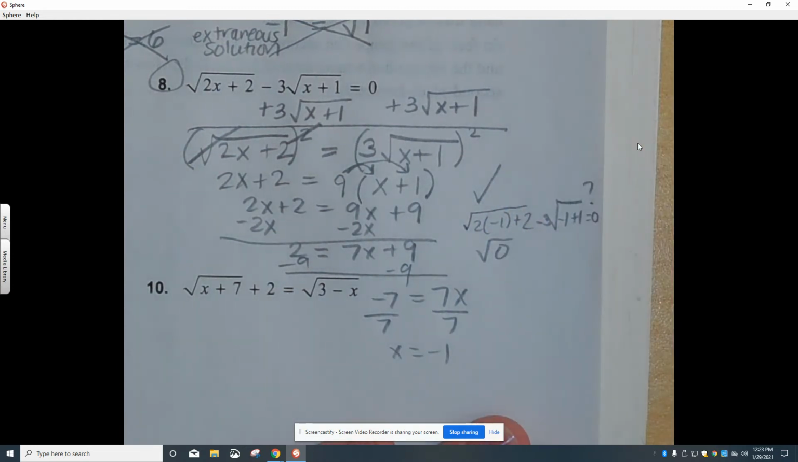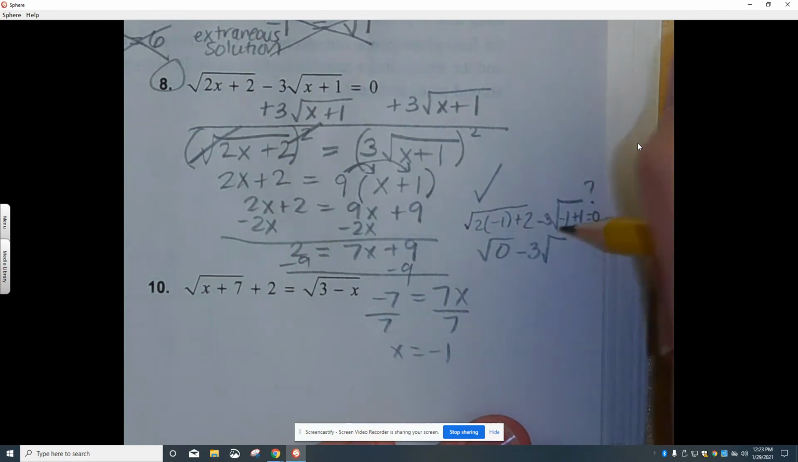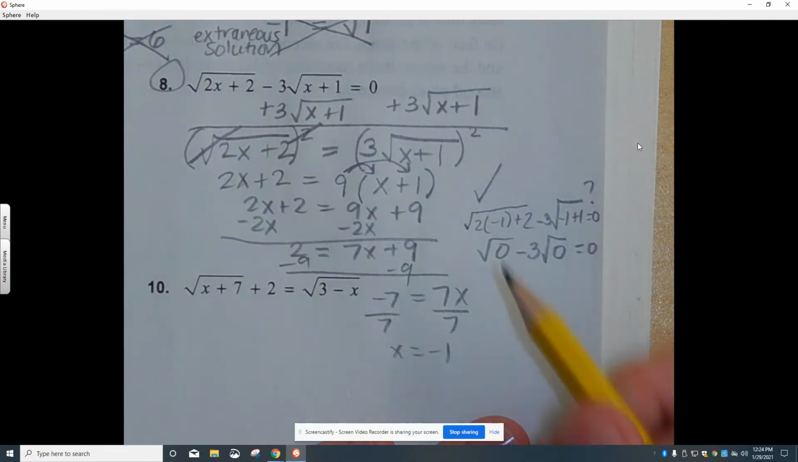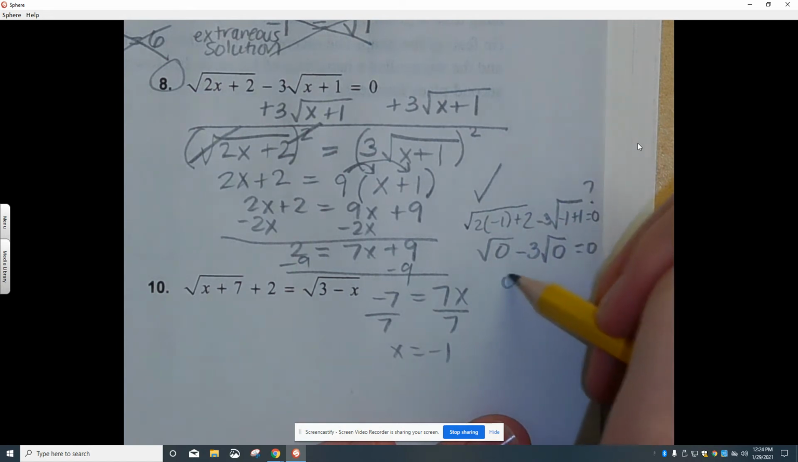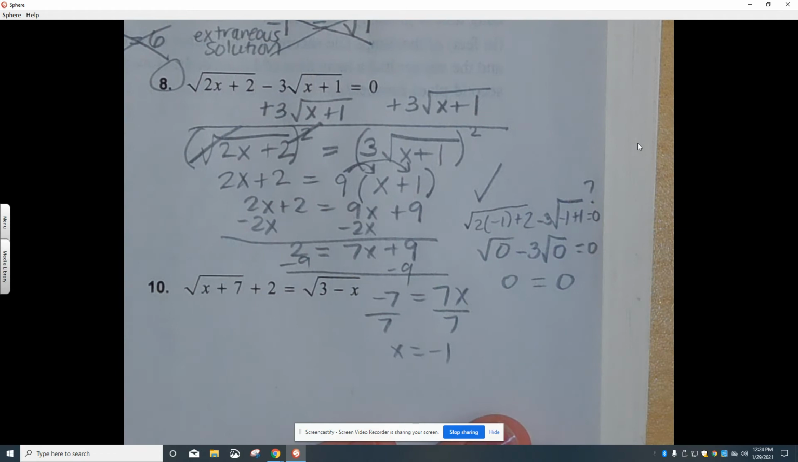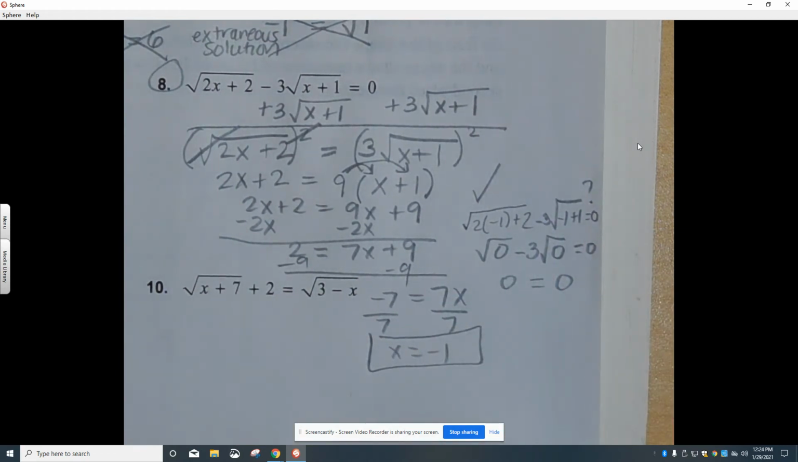So square root of 0. This one is negative 3 times negative 1 plus 1, another 0. And then we want to know, does that equal 0? So square root of 0 is 0. Negative 3 times 0 is 0. And then we get 0 equals 0. So this is our final answer. So this is what it looks like when we have a radical to start.